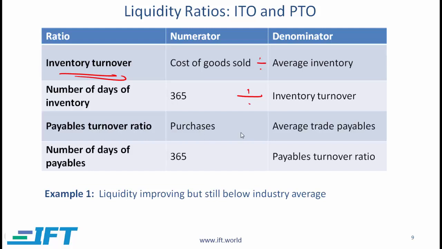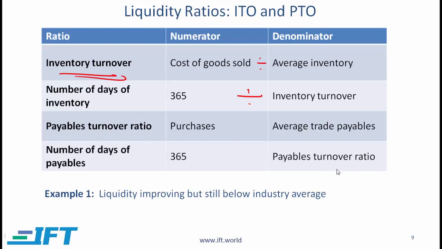Payables turnover is purchases divided by average trade payables. If purchases data is not available, then you can use COGS as an approximation for purchases, and the number of days of payables is 365 divided by the payables turnover ratio.